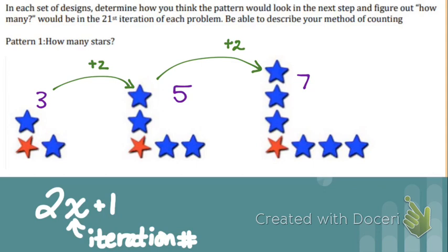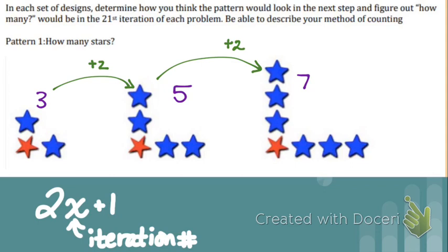There's nothing wrong with drawing it out to the 21st iteration. If you draw it out to the 21st iteration, you would have to count all the little stars there, yeah. I don't want to know how many stars to build every iteration. I just want to know how many stars I need to build the 21st one.